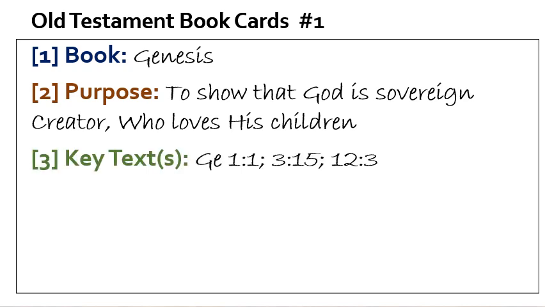Then I'll give key texts. I'll pick 1 to 3 or 4 texts that epitomize what that book is trying to do. The 3 for Genesis are well known. Genesis 1:1, in the beginning. Genesis 3:15, of course, is called the Proto-Evangelion. God turns to the serpent after sin and gives consequences.